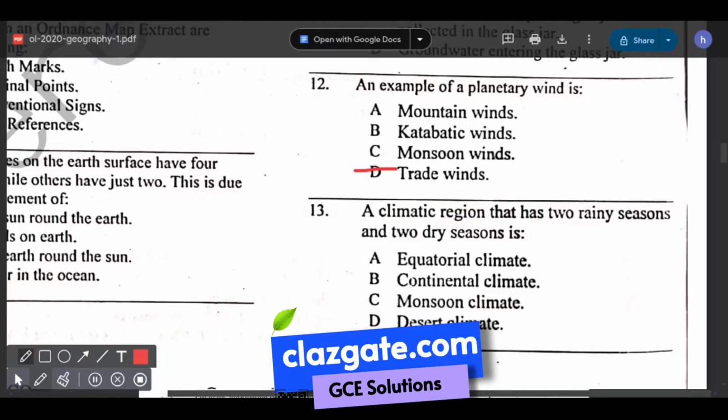Alright, so the answer is trade winds, and the trade winds are known for their steady and reliable winds, which played a major role in sail exploration and trade routes for centuries. So the answer to number 12 is D, trade winds. And then question number 13.